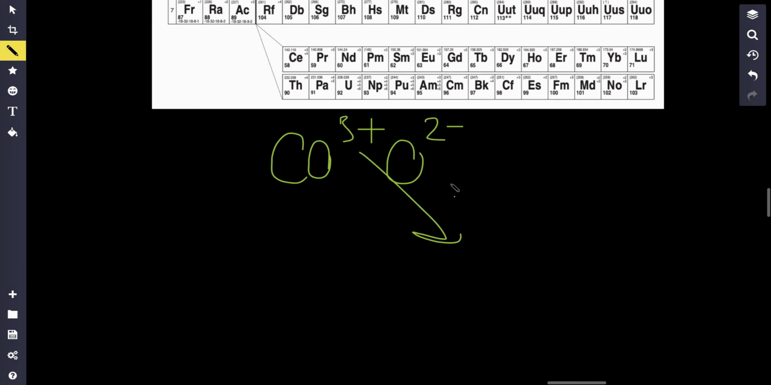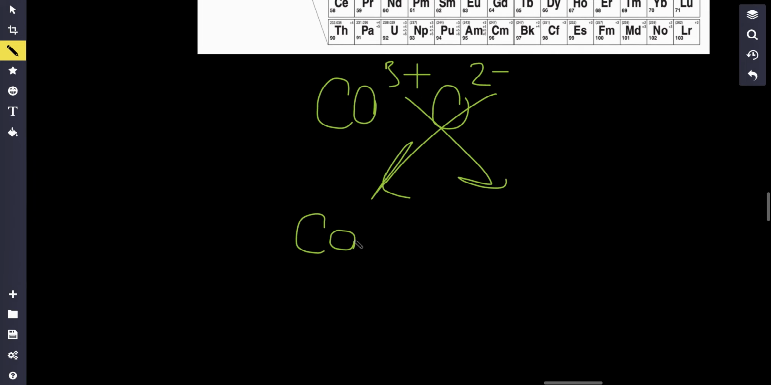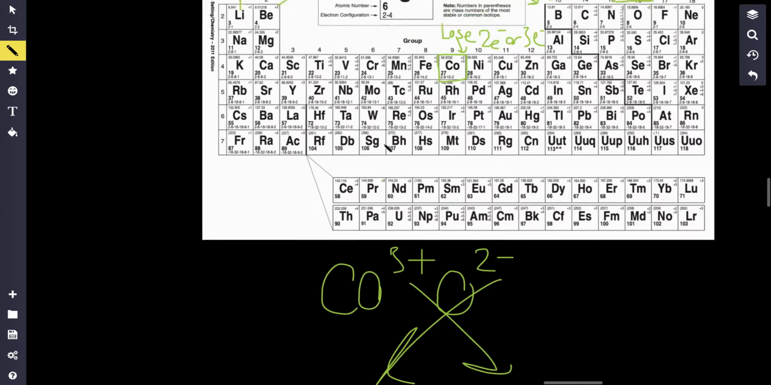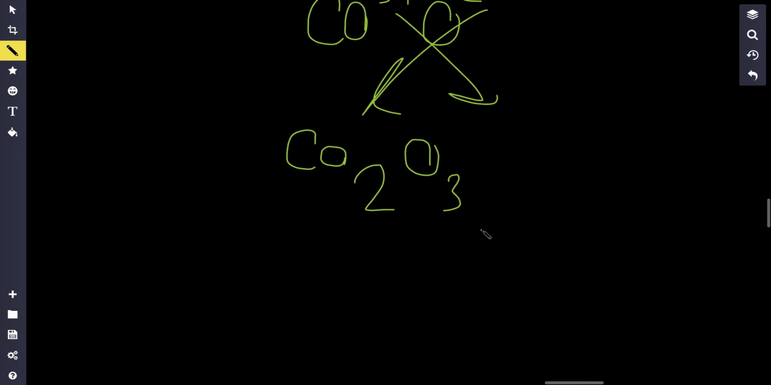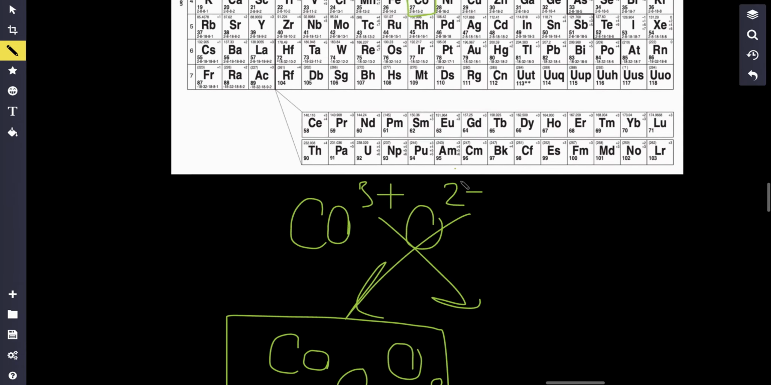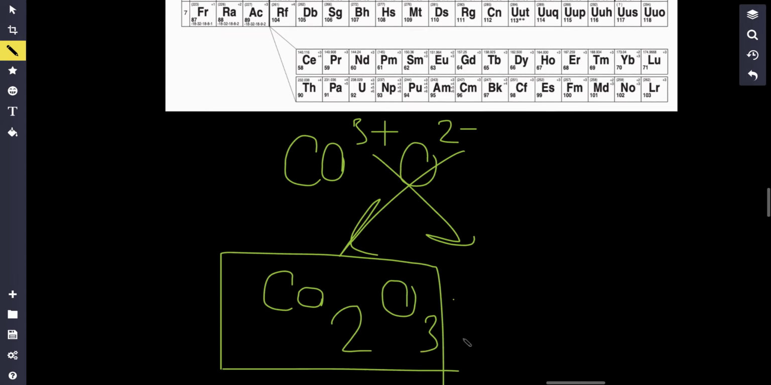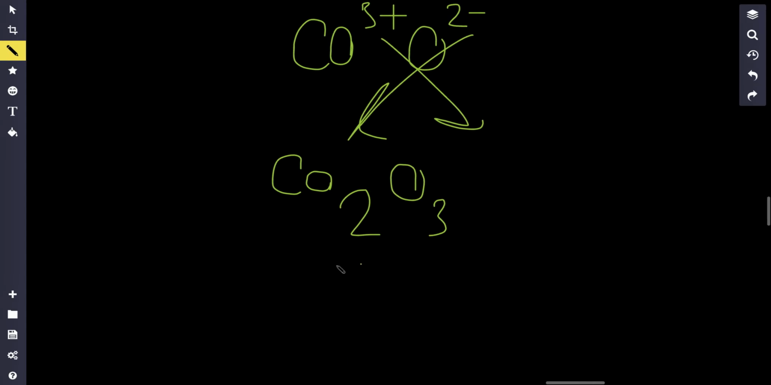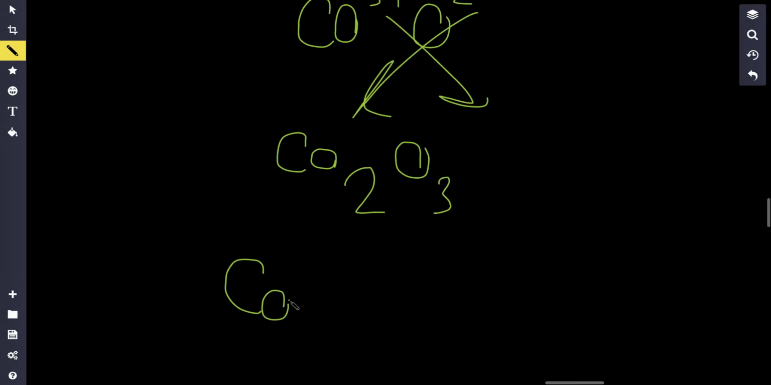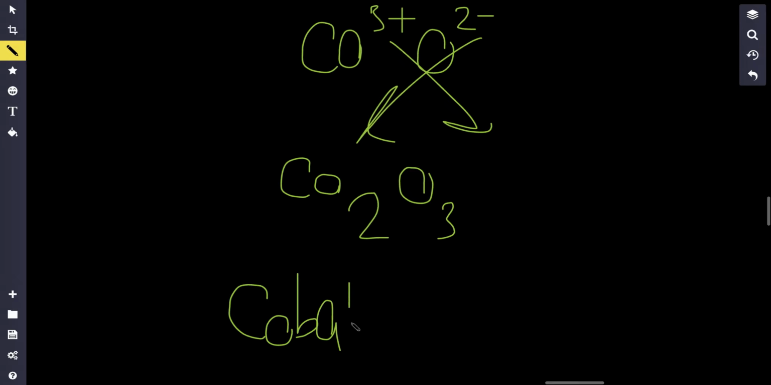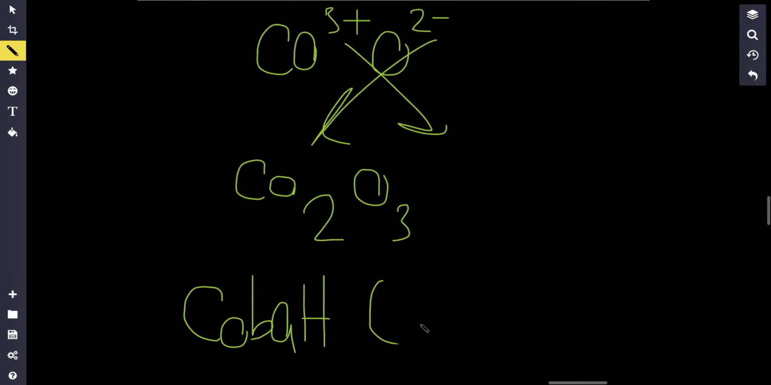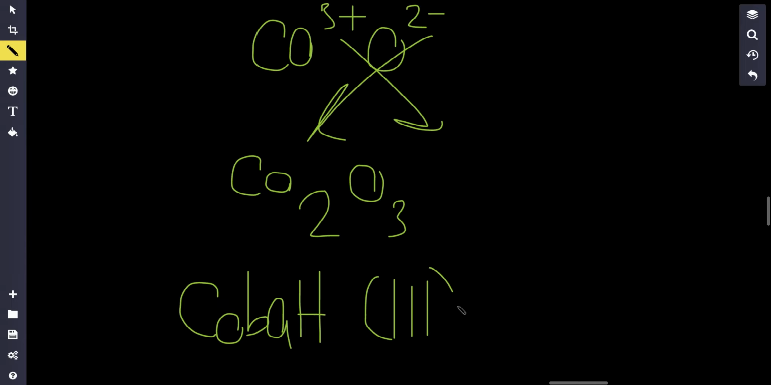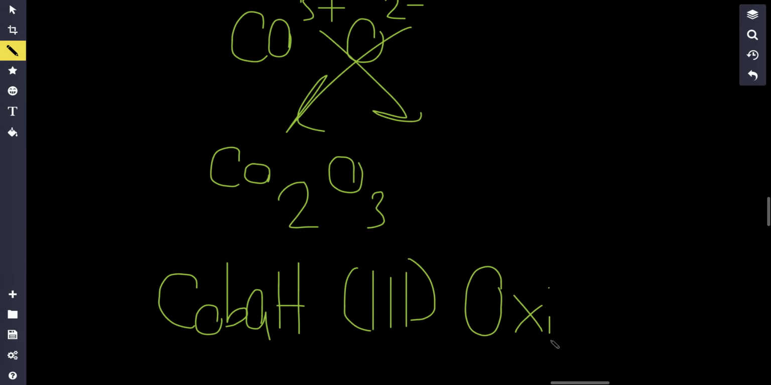So using the ionic compound naming, you're going to get Co2O3. Now we know how to create the compound, but if you were to name it, you actually have to be specific. In this case, this is going to be copper. Sorry, it's not copper, cobalt. You're going to put a 3. Cobalt 3 oxide. This is how you're going to name it.